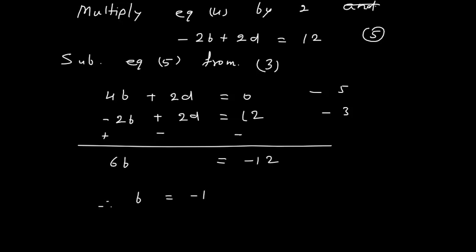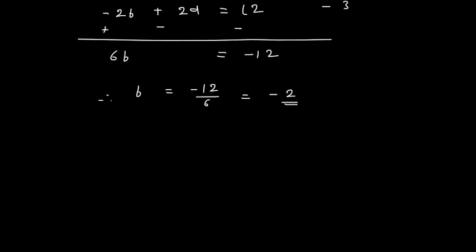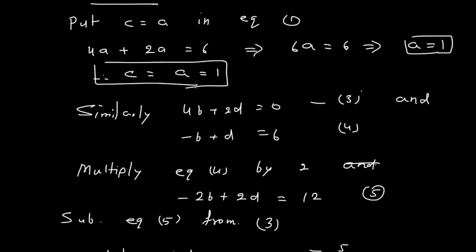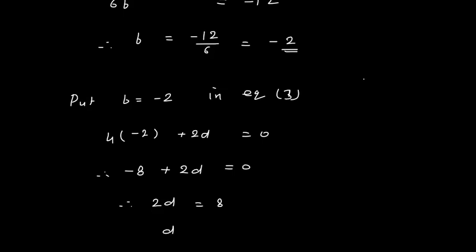Now I will put b is equal to minus 2 in equation number 3. Equation number 3 is 4b plus 2d is 0. So therefore this is minus 8 plus 2d is 0. Therefore 2d is equal to 8. Therefore d is equal to 8 upon 2, which is 4. So we get d is equal to 4. B is minus 2 and d is equal to 4. So finally we got our answer for matrix M.